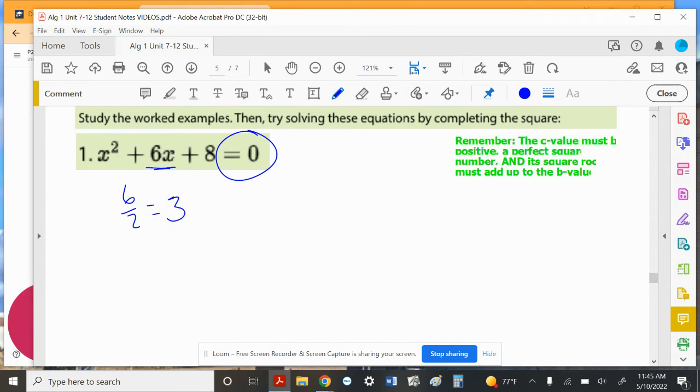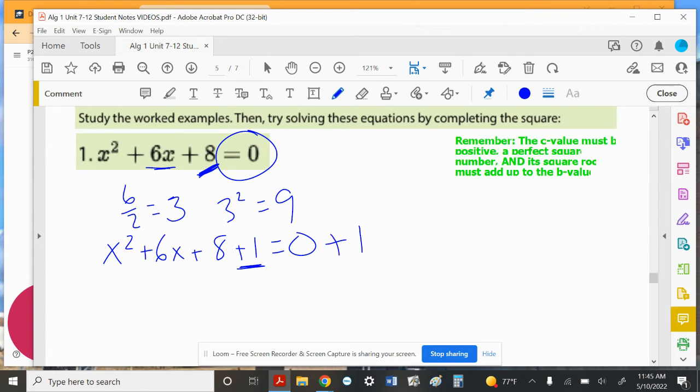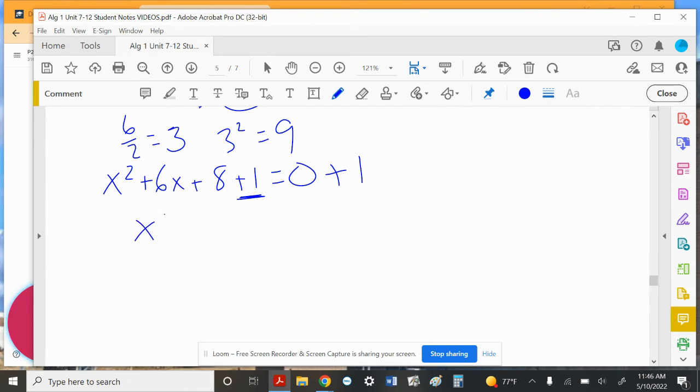That gives me 3. I'm going to square the 3. That gives me 9. So this number needs to be a 9. So to make it a 9, I need to add 1. So I have 8 plus 1 equals. And if I add 1 to the left side, I have to even it out by adding 1 to the right side. You might be learning some of these things in chemistry, where if you do something to a formula on one part, you have to do the same thing on the other part. But what we have now is x squared plus 6x plus 9, which is my 9 that I needed there, equals 1.